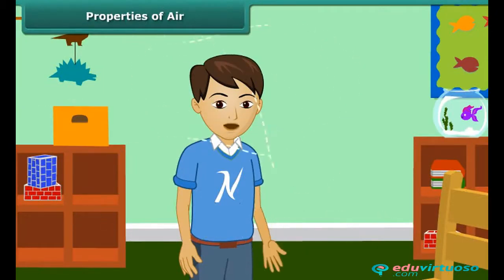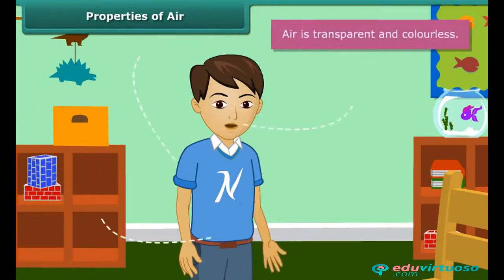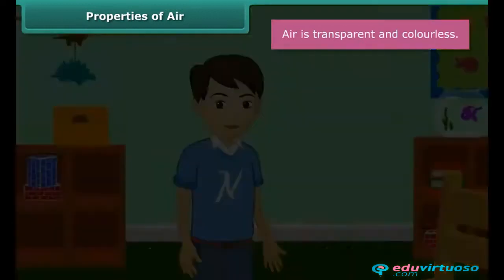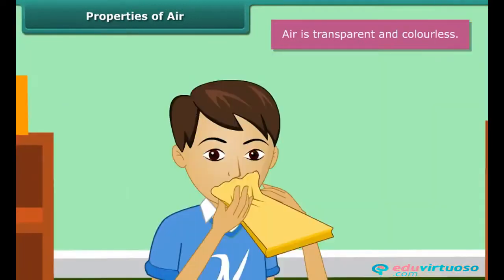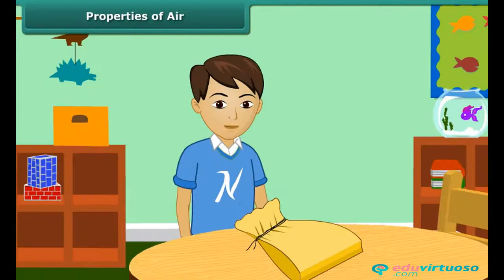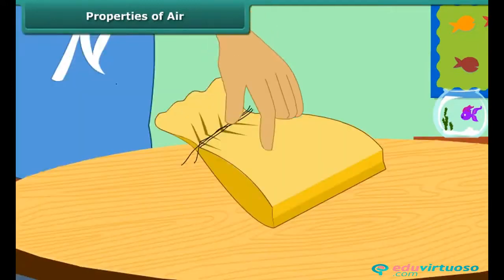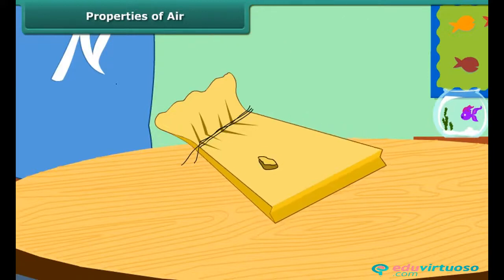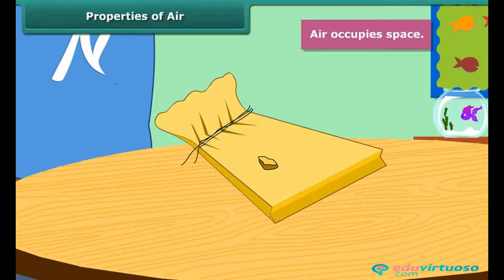Look around. Can you see the air? No. That is because air is transparent and colorless. Take a paper bag. Blow air into it and seal its mouth. Does the bag appear bloated? Now make a hole in the bag. What happens? The bag shrinks in size and finally becomes flat. This is because the air that was inside the bag has escaped through the hole. This activity shows that air occupies space.